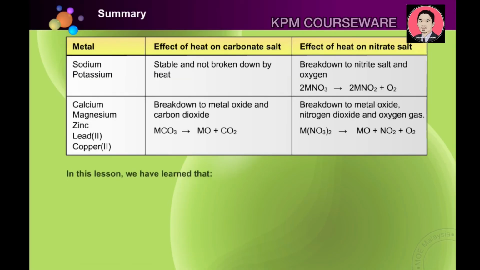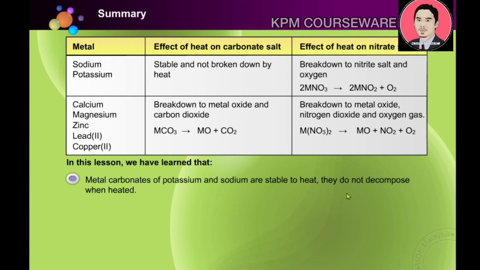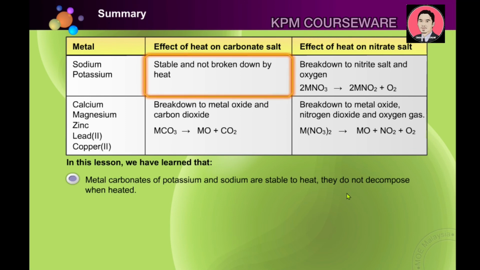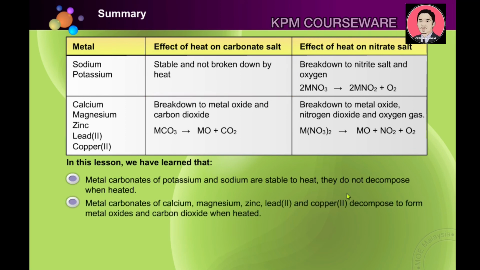In this lesson, we have learned that metal carbonates of potassium and sodium are stable to heat. They do not dissociate when heated. Metal carbonates of calcium, magnesium, zinc, lead 2, and copper 2 dissociate to form metal oxides and carbon dioxide when heated.